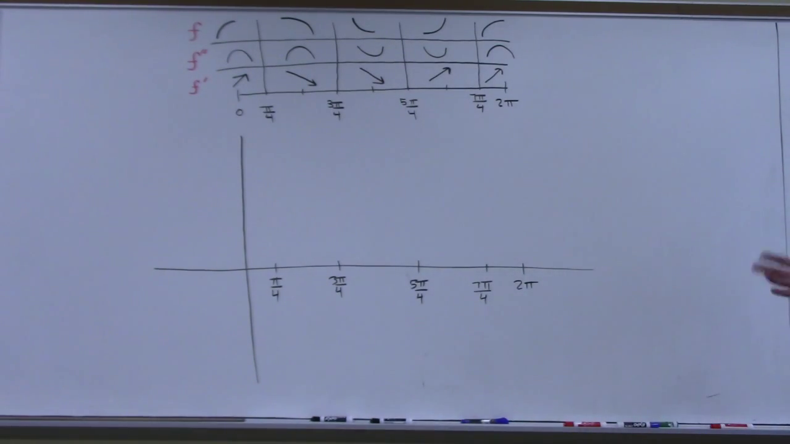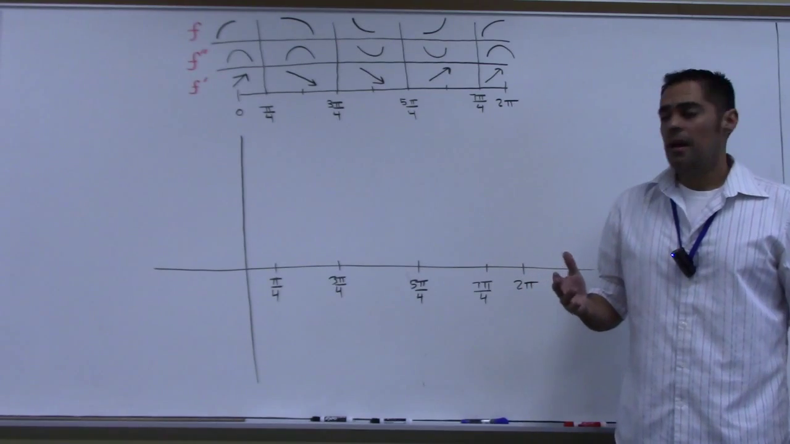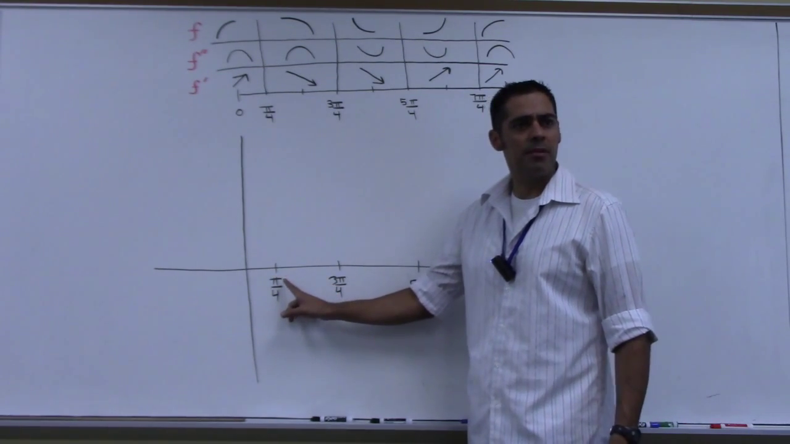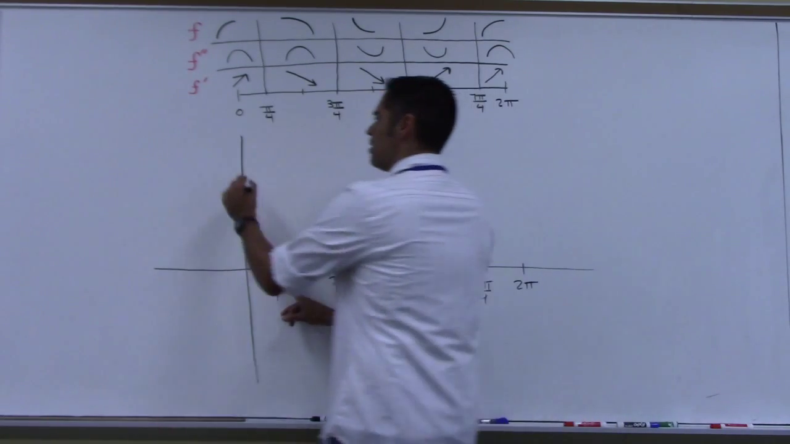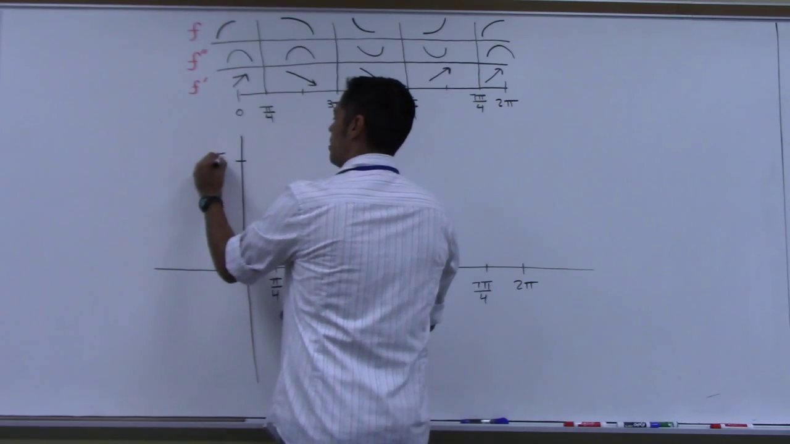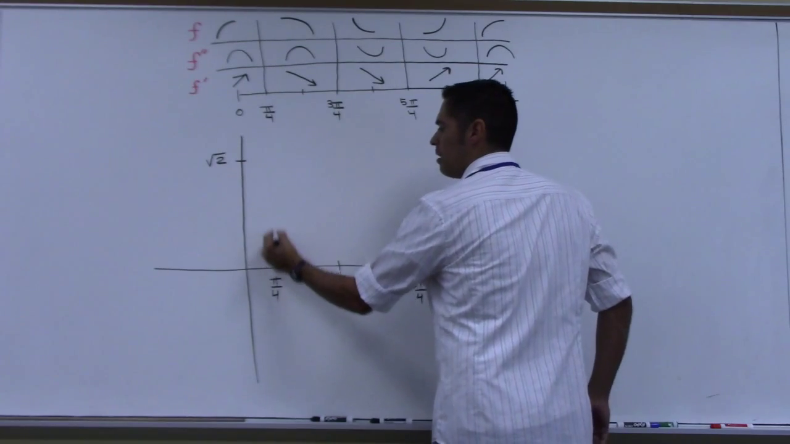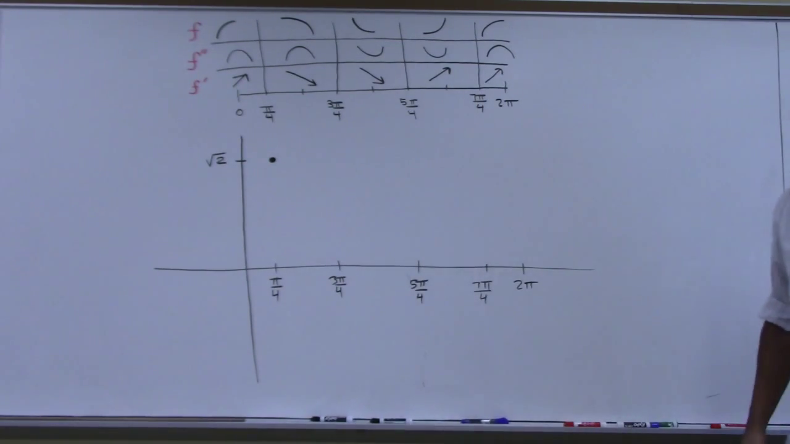Now, I already got some information about these points, didn't I? I found the local maximum and minimum, didn't I? And that happened at pi over 4 at a local max. And what was the value? You remember? Not root 2 over 2, it was just root 2, right? So I'm going to say right here I'm up at root 2. You agree that that point is on my graph?